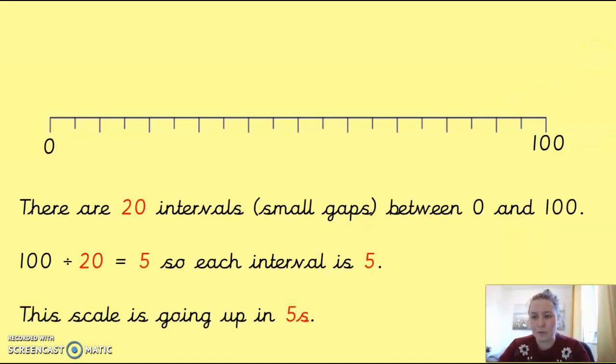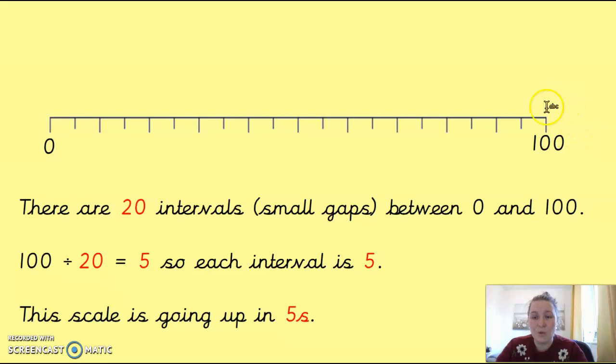So first of all, we need to find out how many intervals there are, how many small gaps. So if I just count 1, 2, 3, 4, 5, 6, 7, 8, 9, 10, 11, 12, 13, 14, 15, 16, 17, 18, 19, 20. So there are 20 intervals, 20 small gaps between 0 and 100.